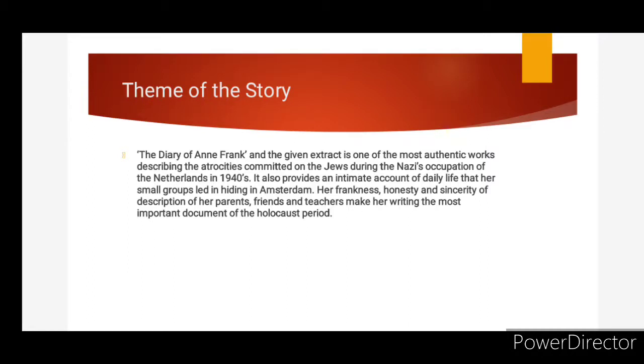The Diary of Anne Frank and the given extract is one of the most authentic works describing the atrocities committed on the Jews during the Nazis' occupation of the Netherlands in the 1940s. It also provides an intimate account of daily life that her small group led in hiding in Amsterdam. Her frankness, honesty, and sincerity of description of her parents, friends, and teachers make her writing the most important document of the Holocaust period.